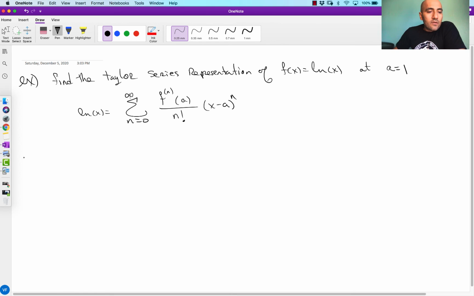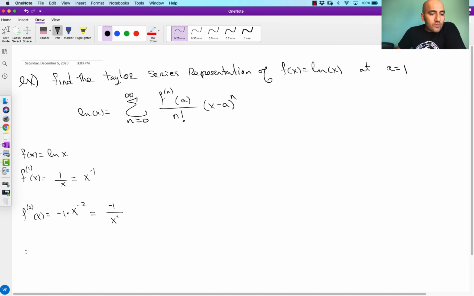So we need derivatives. So let's come back over here. f of x is equal to ln of x. The first derivative of x is equal to 1 over x. Okay, well, we can also rewrite this as x to the negative 1 power. All right, the second derivative of x is going to be equal to, let's bring down that negative 1 times x to the negative 2 power. Okay, and again, we could also rewrite this as negative 1 over x squared.